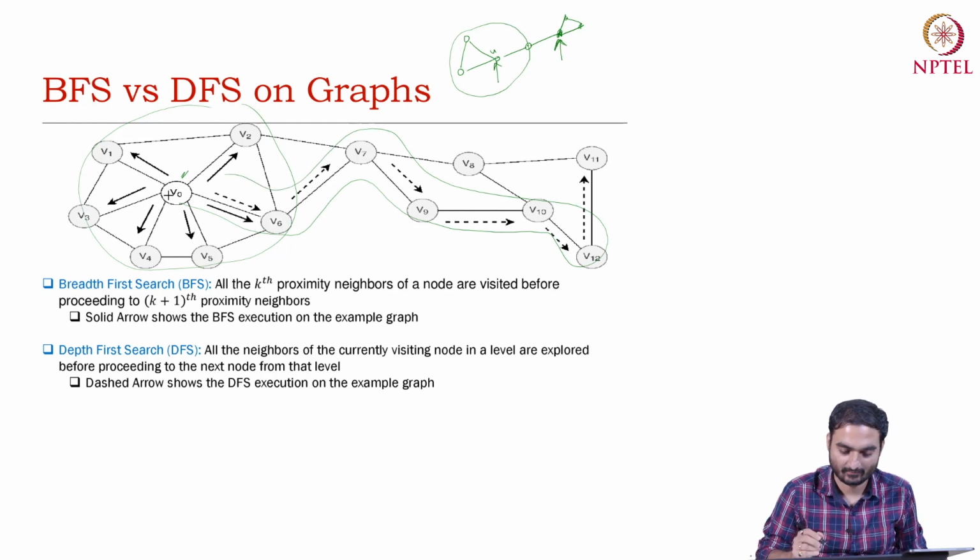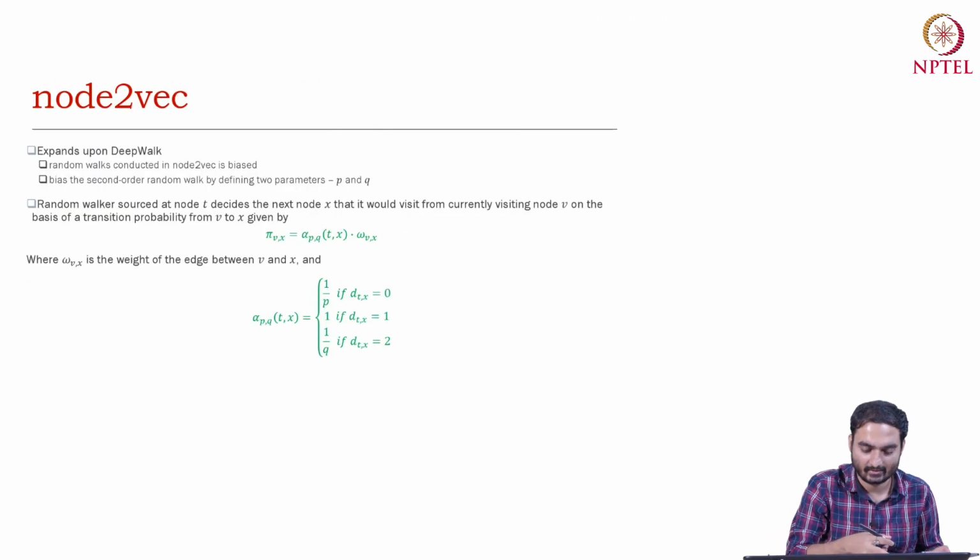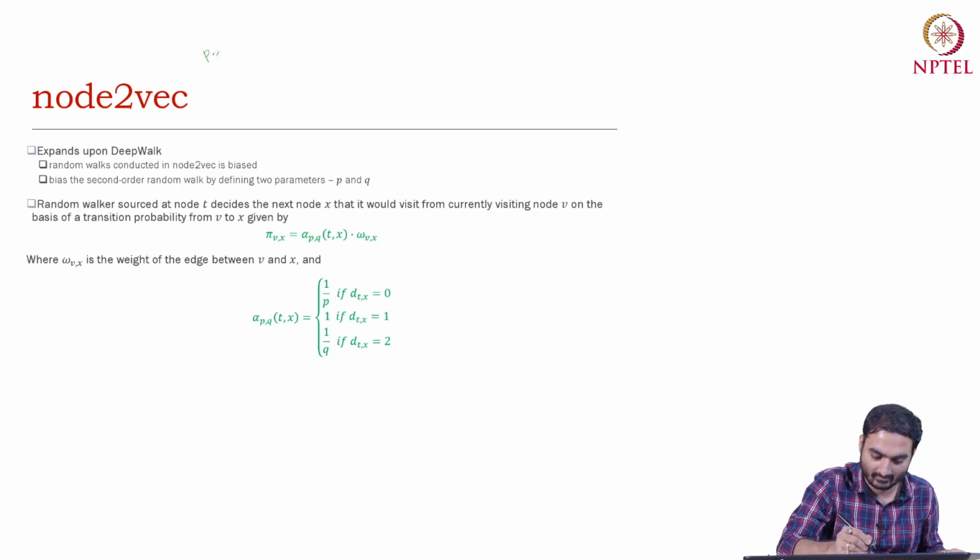Okay. So, we will use BFS and DFS in the random walk process and in the objective function as well. We captured the local and global context using BFS and DFS respectively, and to do so we define two parameters. One is called P, the return parameter, and you have Q, which is called the in-out parameter. I will explain.